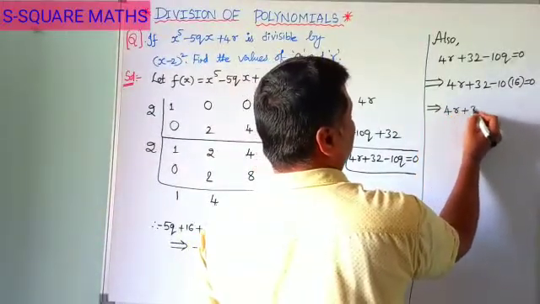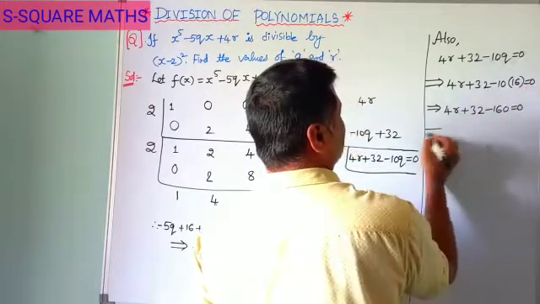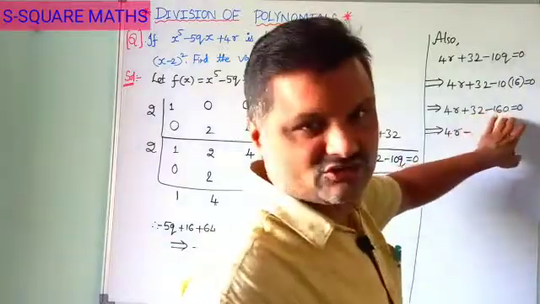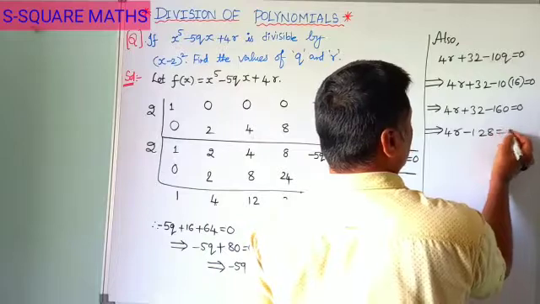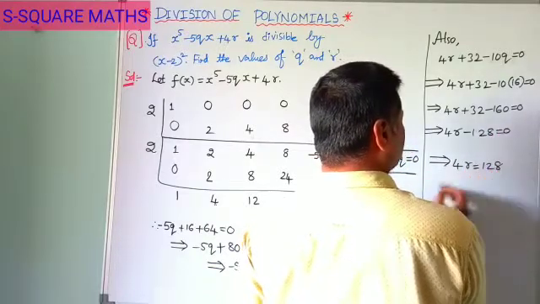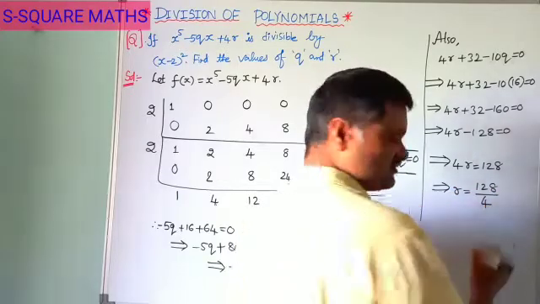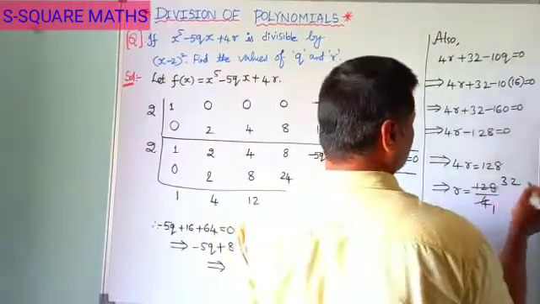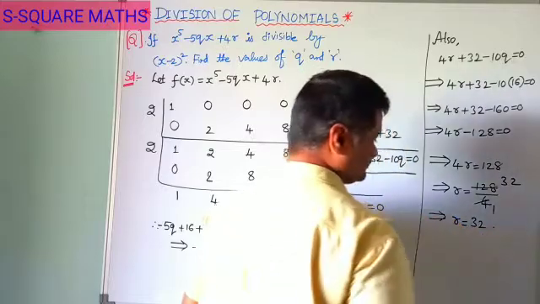4r plus 32 minus 160 is equal to 0, 16 into 10. So 4r plus 32 minus 160 gives you minus 128 is equal to 0, implies 4r is equal to 128, gives you r is equal to 128 by 4, nothing but 32. Therefore the r value is 32.